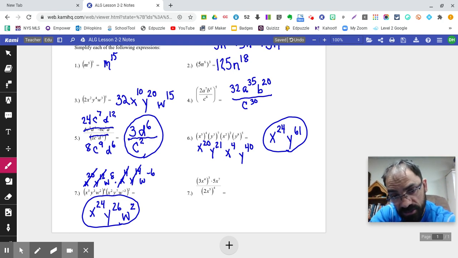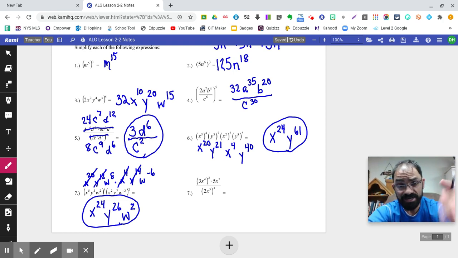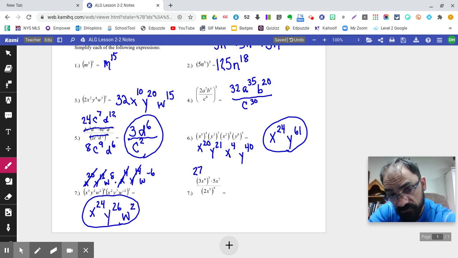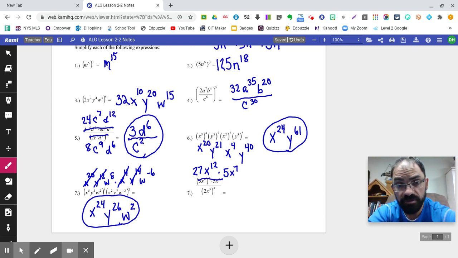We have 3 cubed. 3 times 3 is 9, times 3 again is 27. 4 times 3 is 12, so that's x to the 12th, times 5x to the 7th. In the bottom, 2 raised to the 4th, that's 2 times 2 is 4, times 2 is 8, times 2 is 16. Yes, I'm using my fingers. Please don't judge me. And x to the 5th raised to the 4th is x to the 20th.